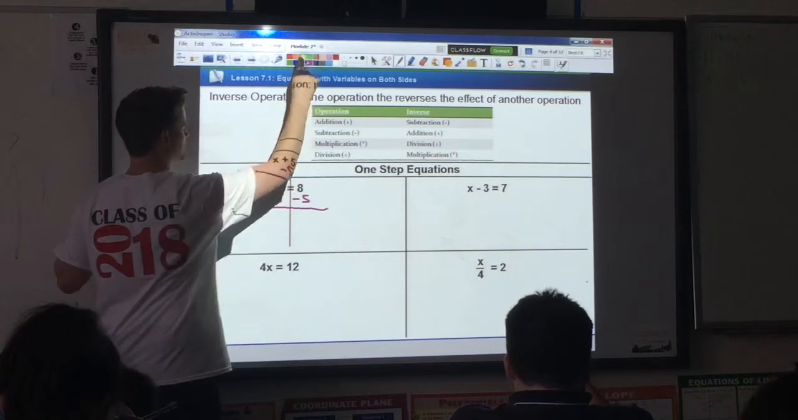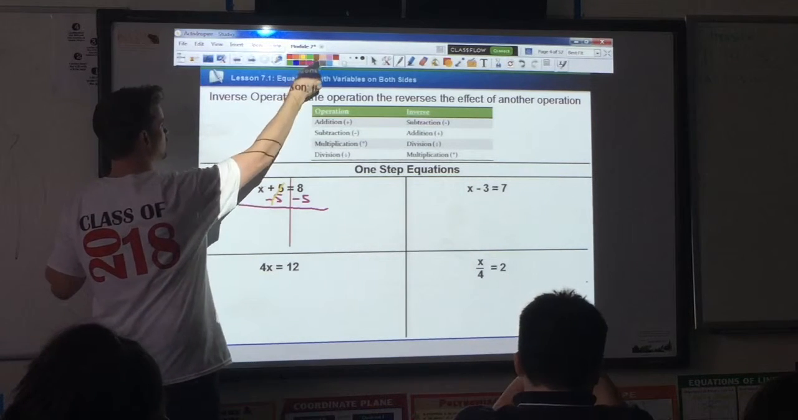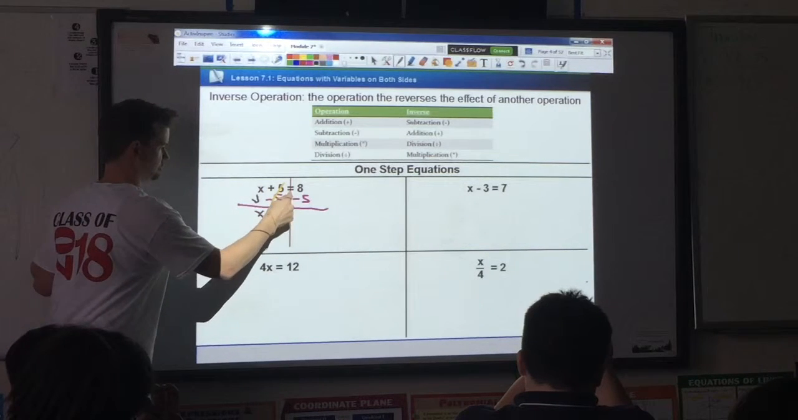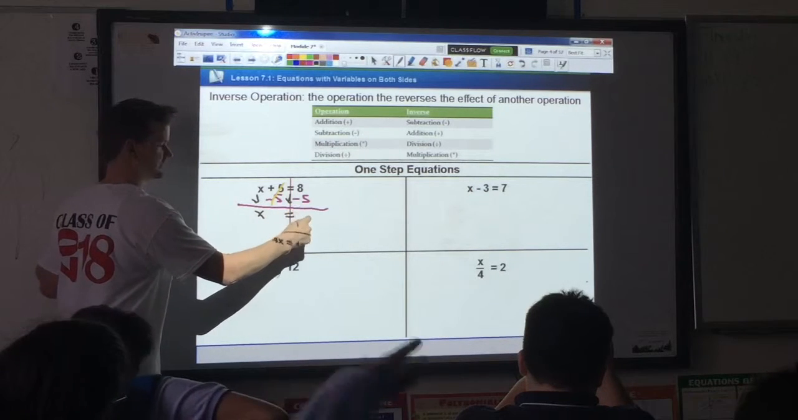And then what is going to happen to these two 5s here, guys? Cancel out. And then you work from left to right so you don't make mistakes, and you bring everything down. You bring down the x. You bring down the equal sign. And 8 minus 5, simple subtraction. What's 8 minus 5? 3.